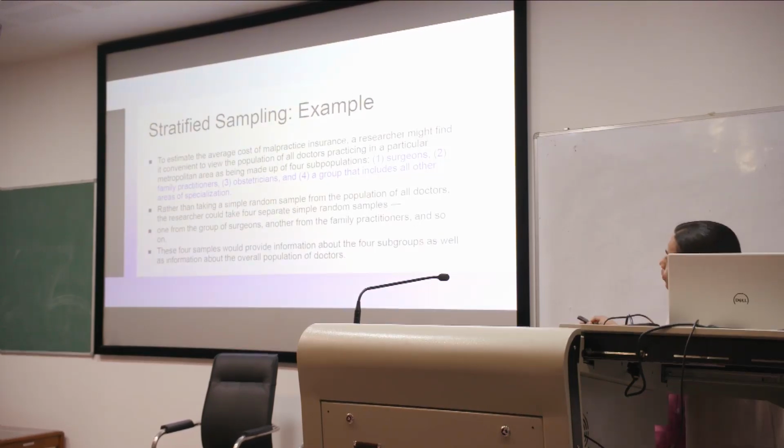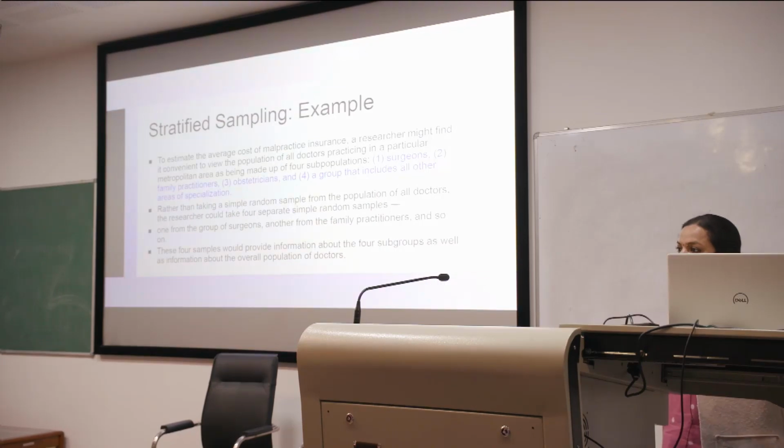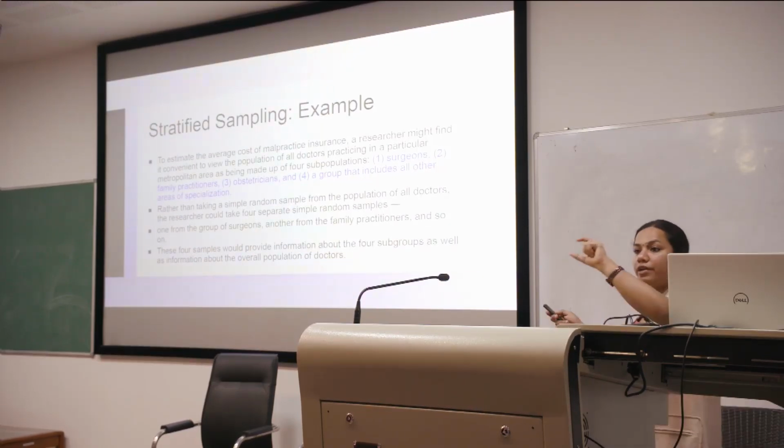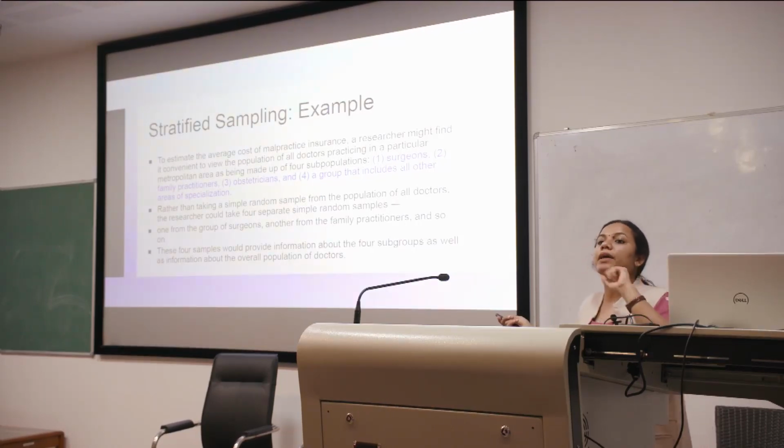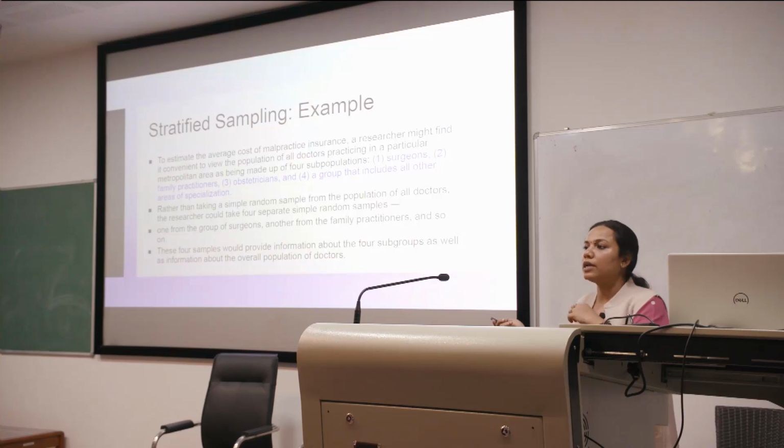One example here is to estimate the average cost of malpractice insurance. So, they want to do it for all doctors. To remove some kind of bias, they are stratifying into different classes. The first one is surgeons, only surgeons are stratified. Another one is family doctors, like that 3 to 4 different kinds of doctors are stratified. Then they pick the sample from the strata. Clear?